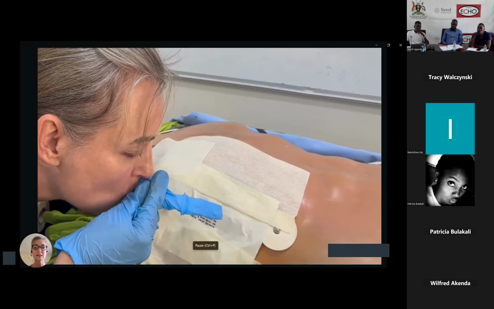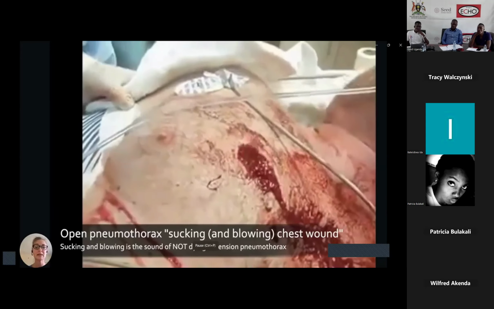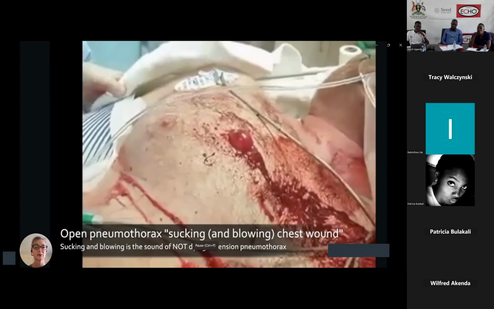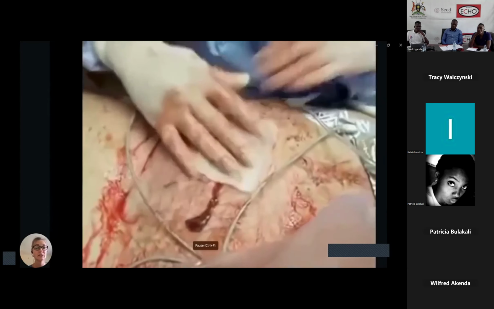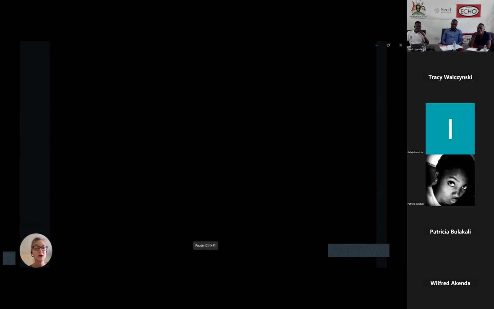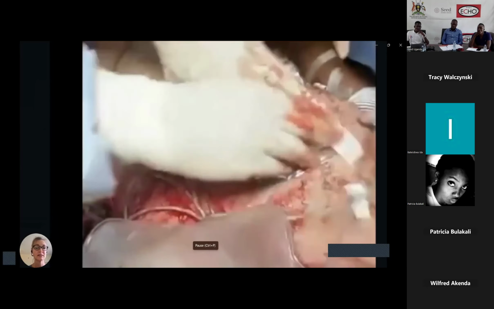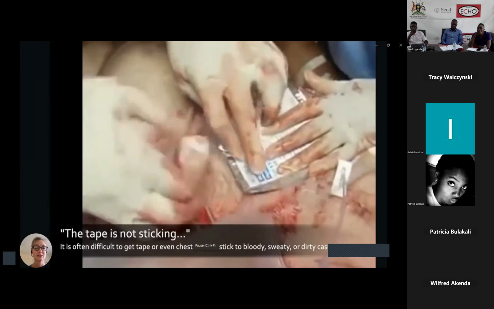The next video is a little bit dramatic, just to warn you, but it shows you the bubbling and the bleeding that will occur with a sucking chest wound. The good thing is, if you have bubbling and bleeding, you definitely know you do not have a tension pneumothorax. It can be quite difficult, as you can see, with the amount of fluid that is accumulated to get the strapping to stick to the patient.